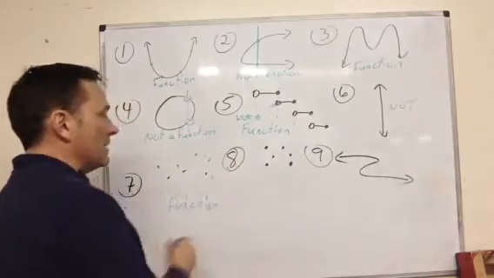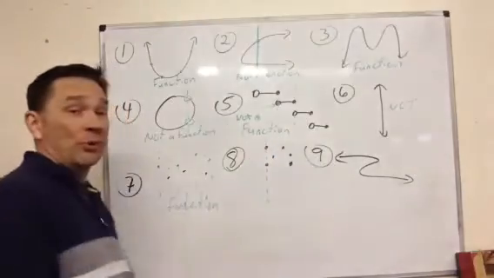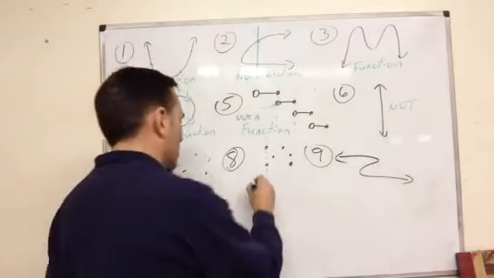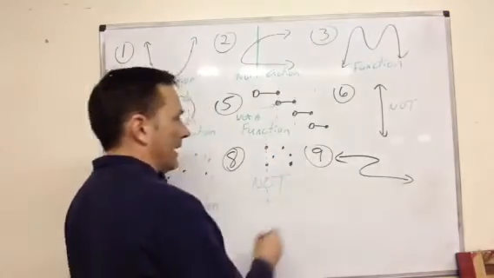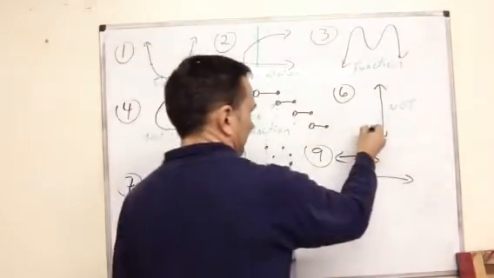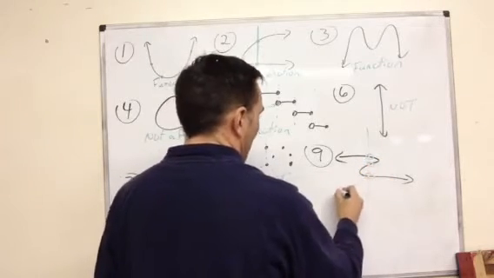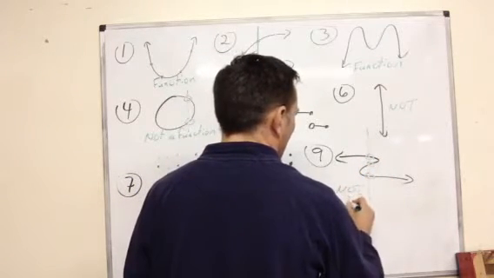Compare it with number 8. There's my first vertical line. It's going through 2 points, not a function. And then we have this kind of Z-looking figure. Here's a vertical line. It's actually going through 3 times. Also, not a function.